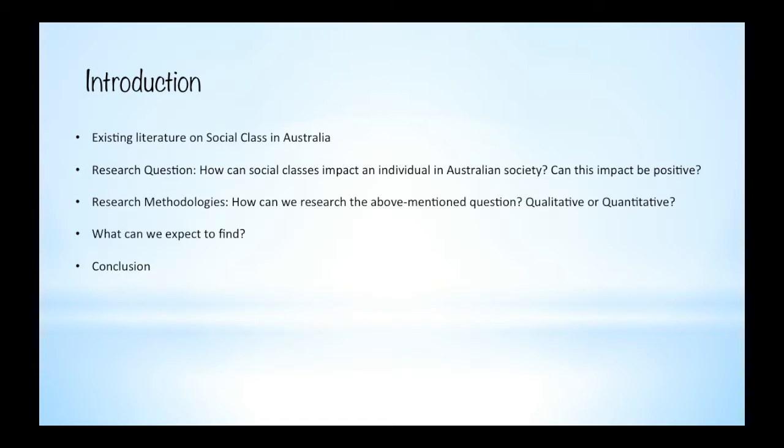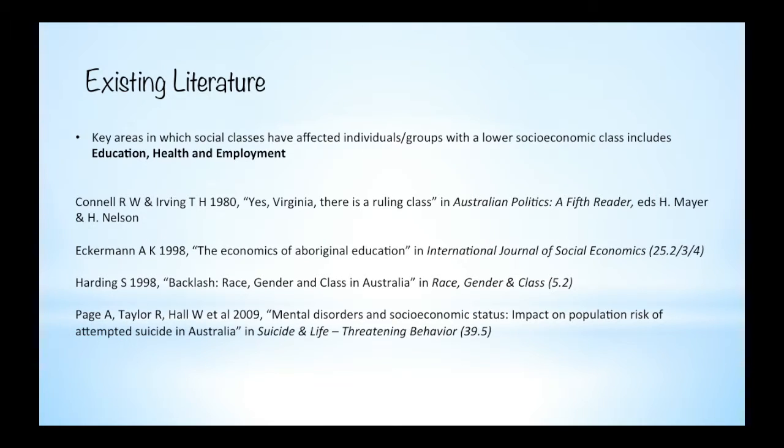question. Next, we will explain our research methodologies and what we are expecting to find at the end of this research. We have chosen four academic journals in existing databases to be used as references of past research on social class in Australia. These scholars have focused mainly on the educational, health, and employment effects of social classes.